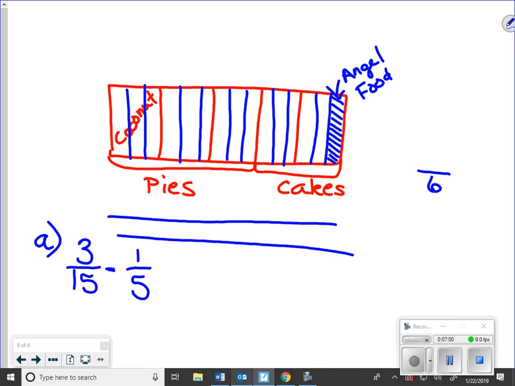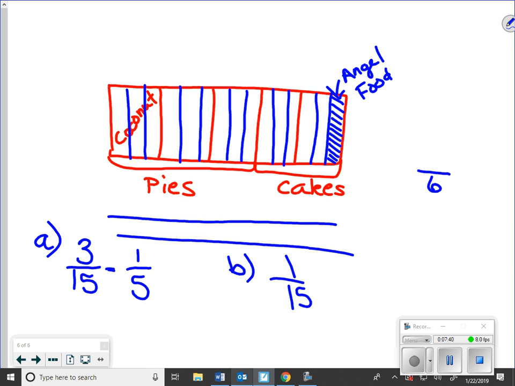What fraction of all of the baked goods at Lorita's Bakery are angel food cakes? What fraction? We already know the denominator. The denominator was 15 because we just counted those things. What fraction? How many units did I mark for angel food? 1. So what fraction is angel food cake? 1 out of 15. 1/15 of the stuff at the bakery is angel food cake.